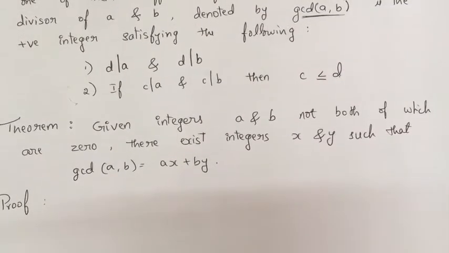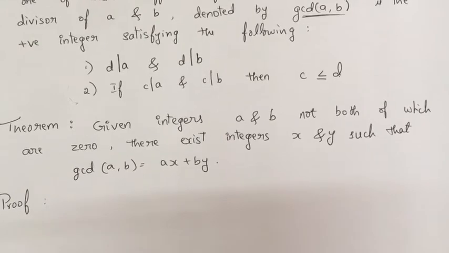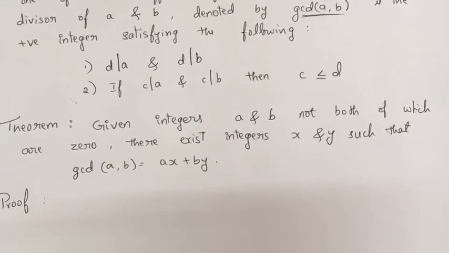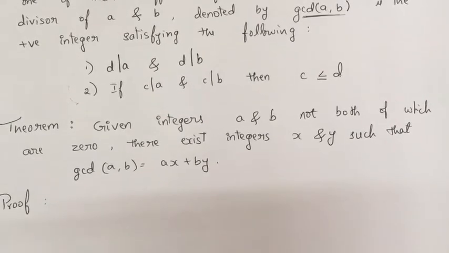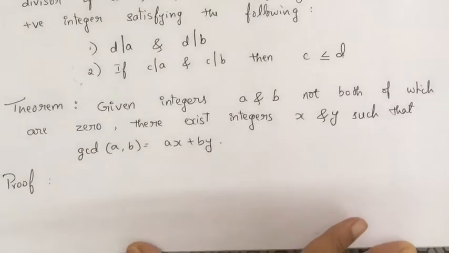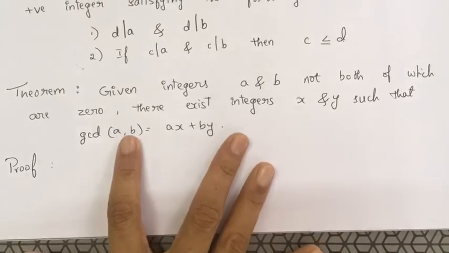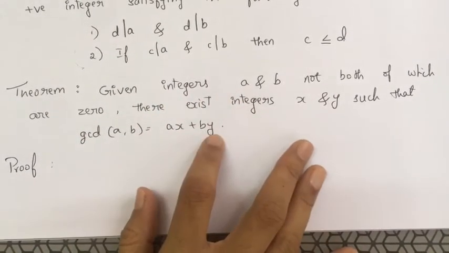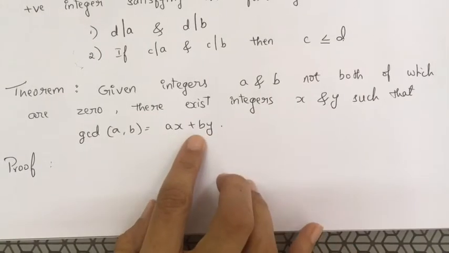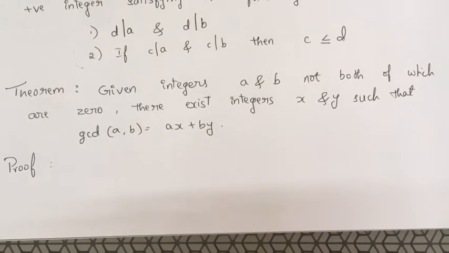Now let us prove one important property. Given integers a and b, not both of them 0, there exist integers x and y such that the GCD of a and b can be written as a linear combination of a and b, that is ax plus by.